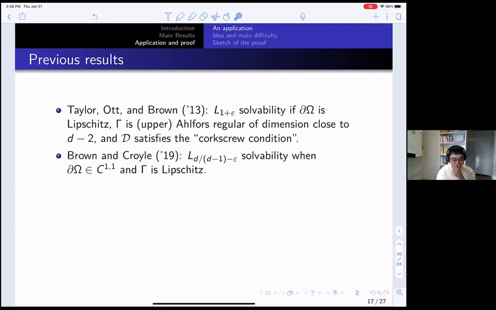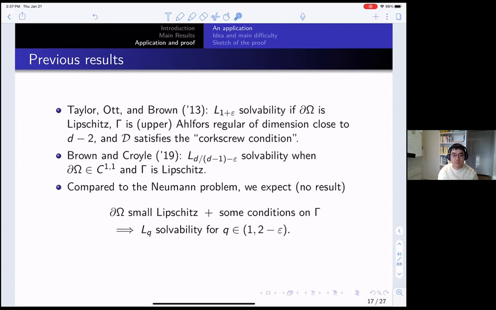And if we want a better result, solvability away from L1, then we need to assume some regularity on the boundary. A recent result of Brown and Gallegos proves that if the boundary is sufficiently smooth, say C1,1, and if this gamma is Lipschitz, which is of course much more regular than the previous condition, since Lipschitz means the dimension is exactly d minus 2, then we have the L^{d/(d-1)-epsilon} solvability. This d is the spatial dimension, and this epsilon is very small. It's not 2 minus epsilon yet, but it's some good range away from 1. So this is still very interesting. For the previous one, we don't have any control of this epsilon, so it's very, very close to L1. But this one is not close, though still not optimal yet.